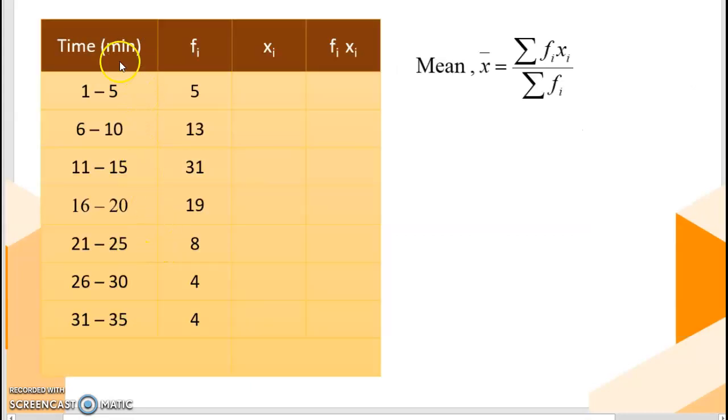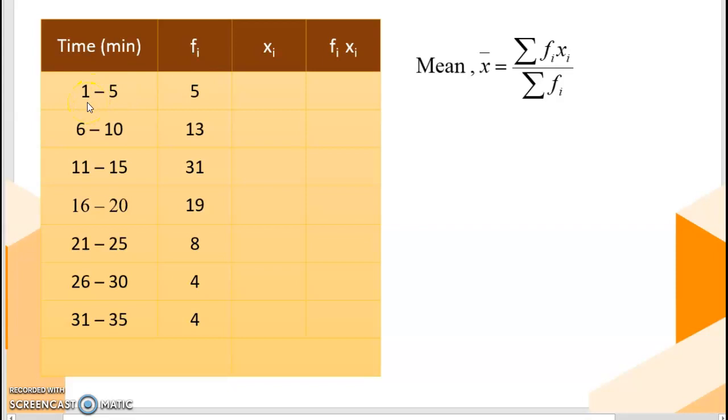Okay, now we draw a table. We list down our boundary, our class here: 1 until 5, 6 until 10, based on the question, and we list down our frequency. Now we are going to find X and Fx. X will be the class mark, or the middle point of the class.